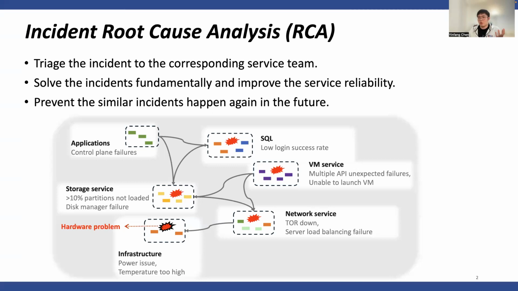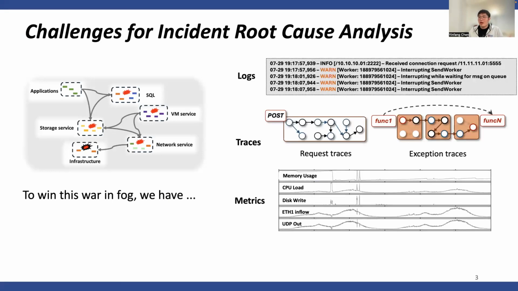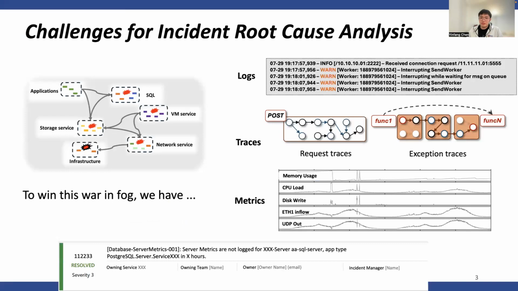So to win this war, we actually have some helpers. We have logs, we have traces, we have metrics, all of these data sources from different parts of the cloud to help us debug, right? Microsoft has an incident management system, where the engineers update information in a thread or ticket and continue working on it until the incident is finished or mitigated.